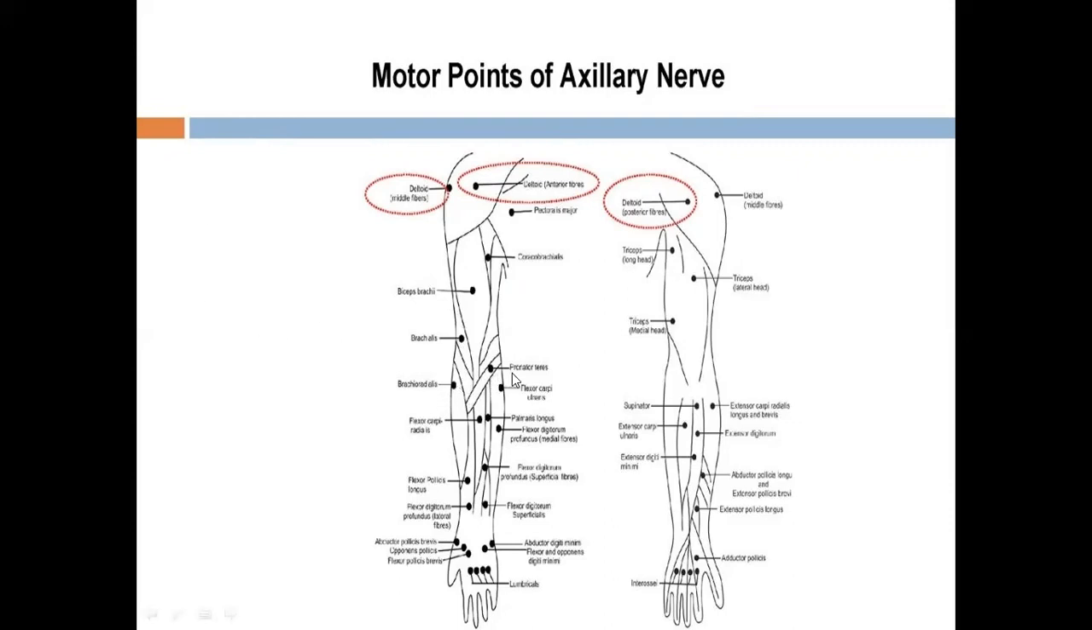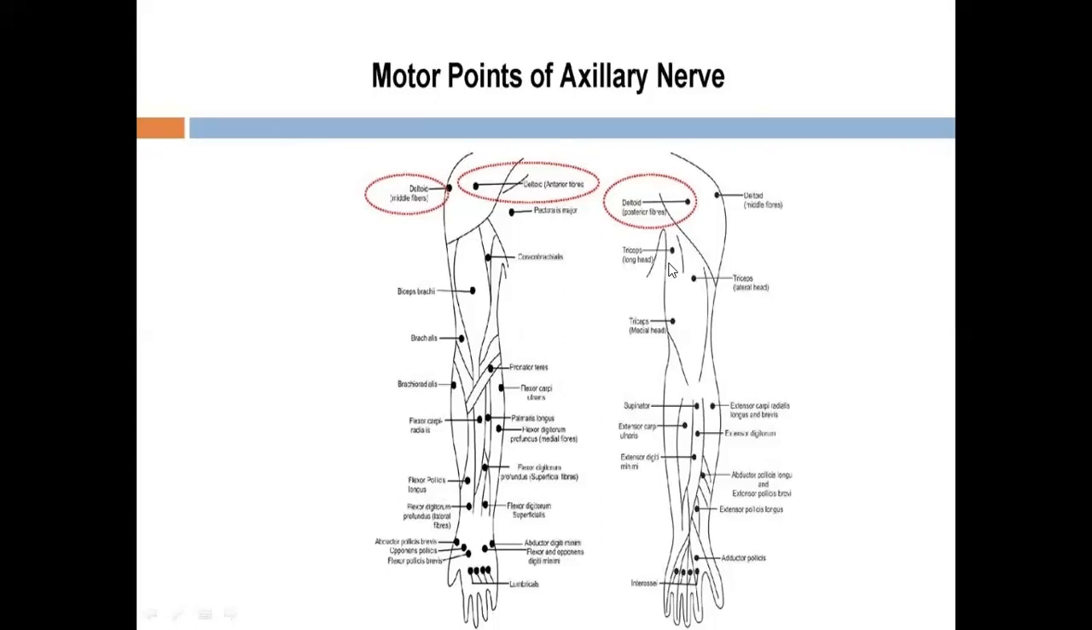Then we have pronator teres, flexor carpi ulnaris, palmaris longus, flexor carpi radialis, flexor digitorum profundus, the medial fibers, flexor pollicis longus, flexor digitorum superficialis. We have abductor pollicis brevis, opponens pollicis, flexor pollicis, abductor digiti minimi, flexor and opponens digiti minimi. Here we have lumbricals. These are the motor points.